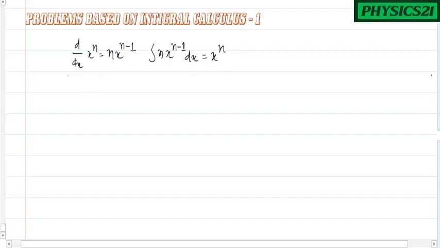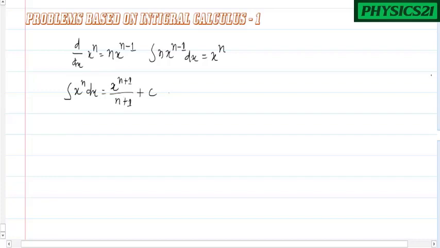Okay, so here the basic formula is integration of x raised to n dx is given by x raised to n plus 1 divided by n plus 1. There will be one more term c which is known as constant of integration. We further discuss this constant of integration in coming problems.